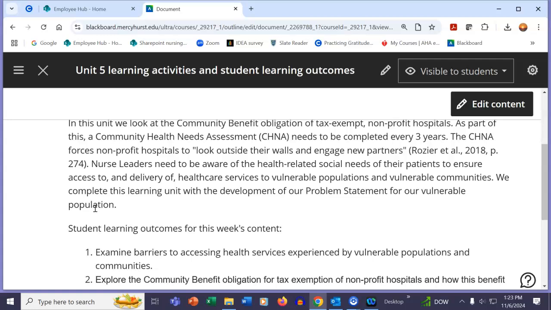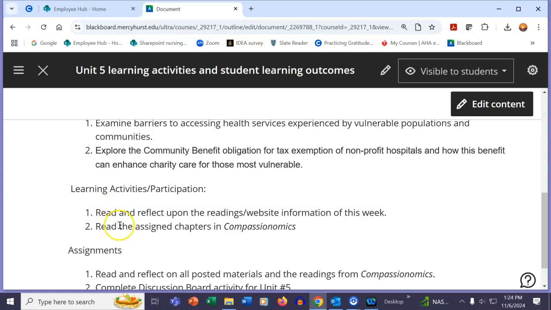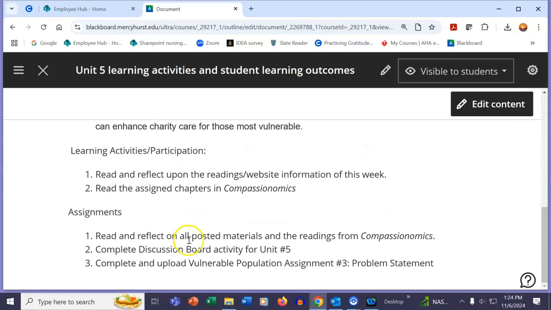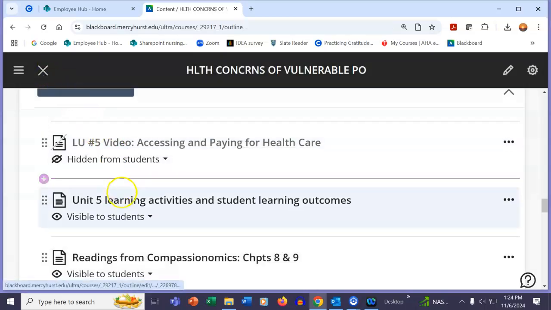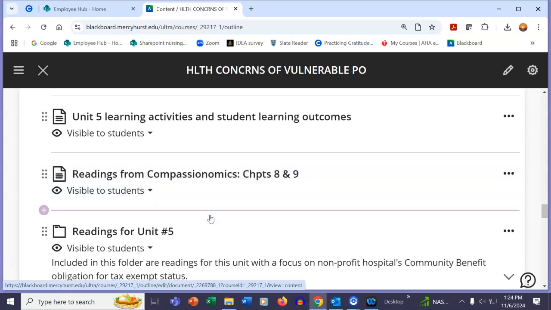And we're going to complete this learning unit by developing our problem statement for each of our vulnerable populations. So you're going to have different assignments, but you're going to be reading chapters 8 and 9, Compassionomics, completing a discussion board post, no reply, and uploading your problem statement for your vulnerable population. So again, we're moving along on Compassionomics. The assignment is chapters 8 and 9. I hope you're thoroughly enjoying these readings.